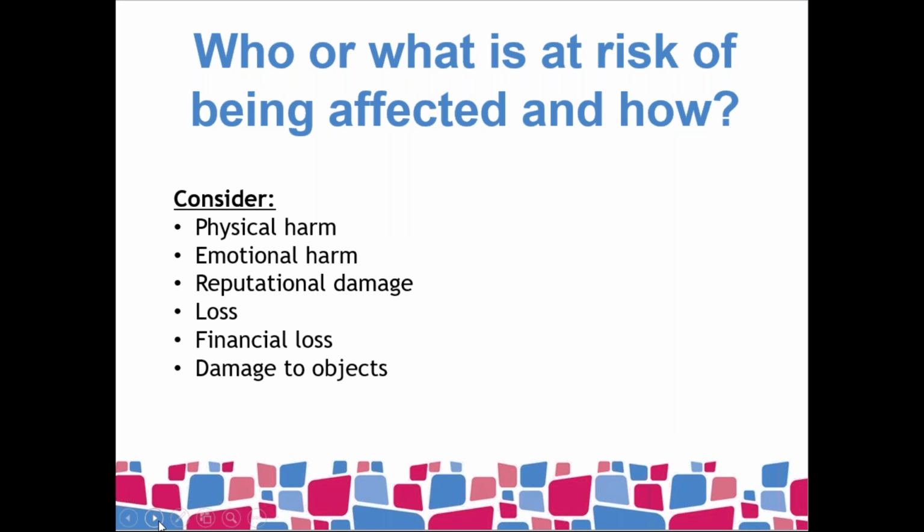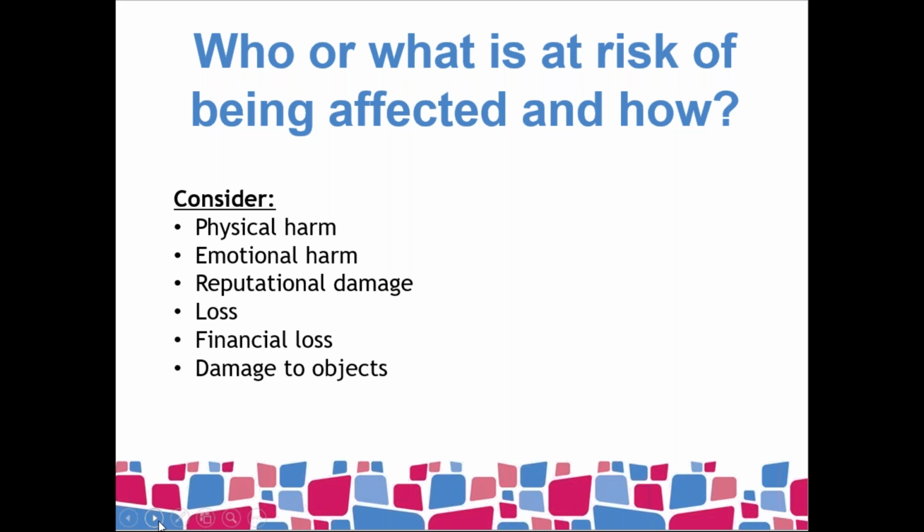And in terms of the how, we don't have a crystal ball. So I don't know if a child who trips over a guy rope is going to break their arm or sprain their ankle. But what I can say is that probably they're going to hurt themselves in some way. So I would put in my risk assessment physical harm, because that covers all those eventualities. And you could maybe put minor physical harm, serious physical harm, depending on what you're writing.